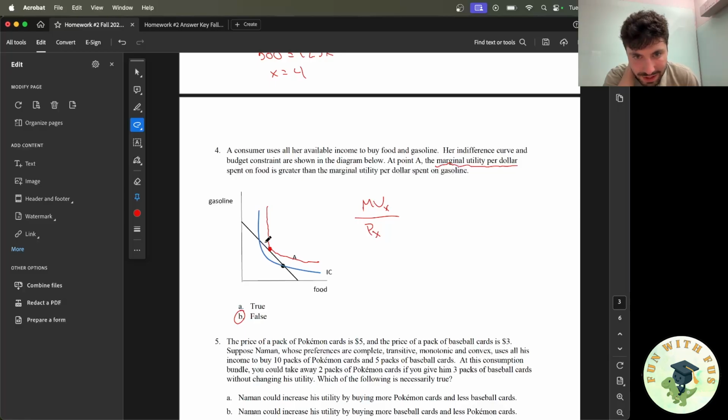And what's valuable here is we can just say that, starting from this point, I bought less food and I bought more gasoline. So I would know that the marginal utility per dollar spent on food is less than the marginal utility per dollar spent on gasoline. The bang per buck is better for gasoline, so that's why I'm buying more of it. So that is opposite; this would be less than.